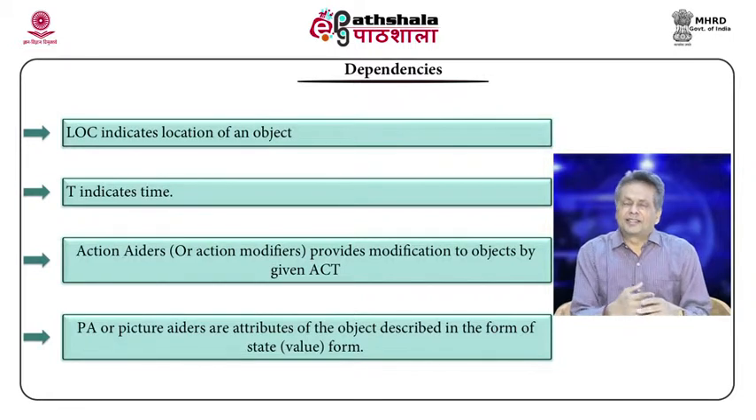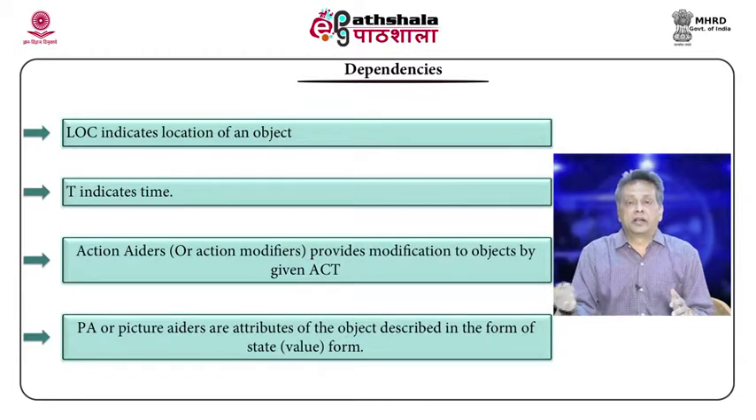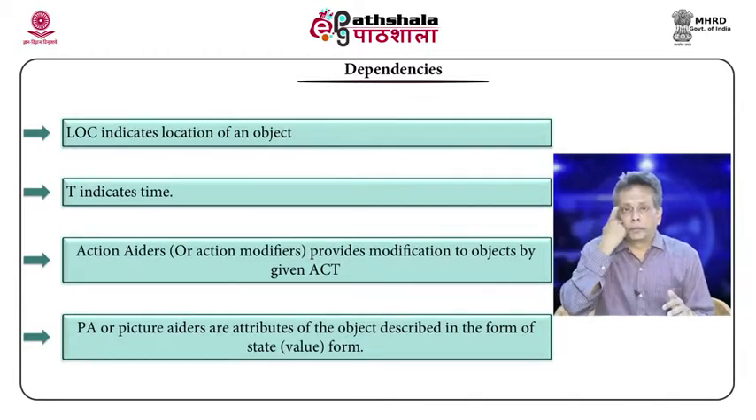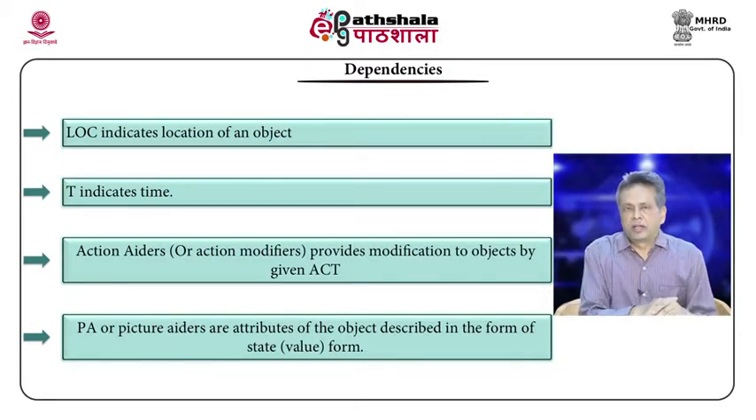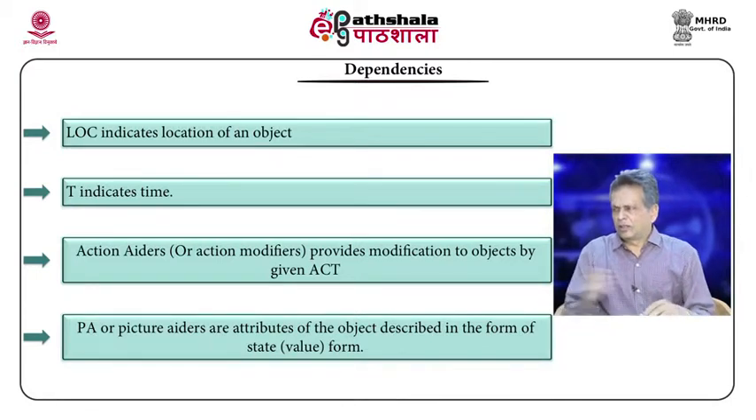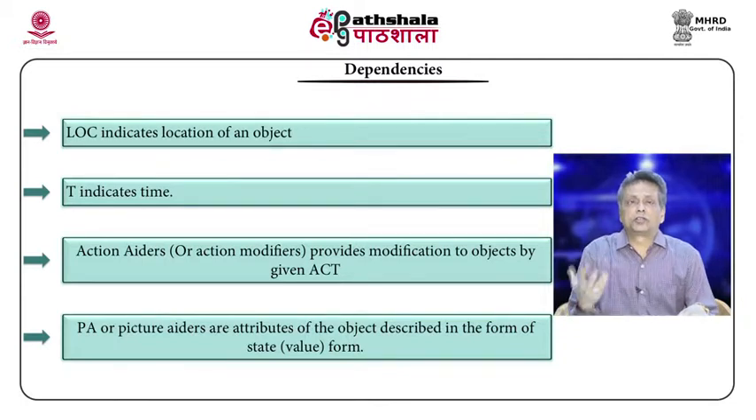Sometimes you want to specify the time. For example, Milkha Singh ran yesterday, then that arrow will have that information. So, that is sometimes called T. T represents time. And there are some action aiders. For example, when you say Milkha Singh ran yesterday, that yesterday is called action aider. And there is something called picture aiders, which talks about the attributes of the object. For example, Sachin is clever. That clever is an attribute of Sachin. So, that is represented as picture aiders in CD.